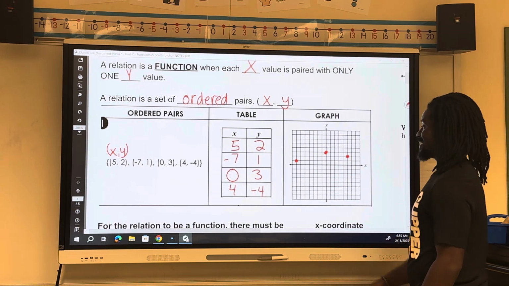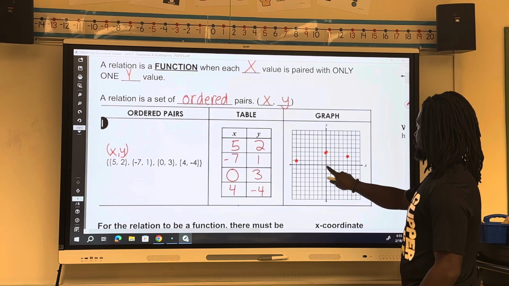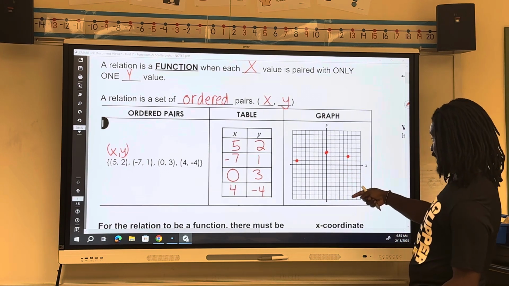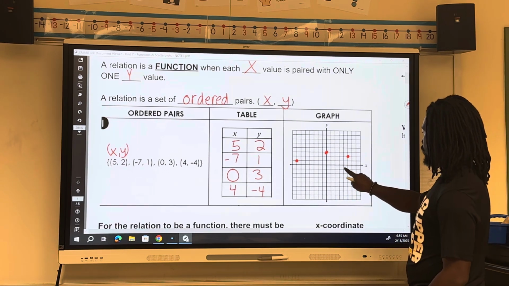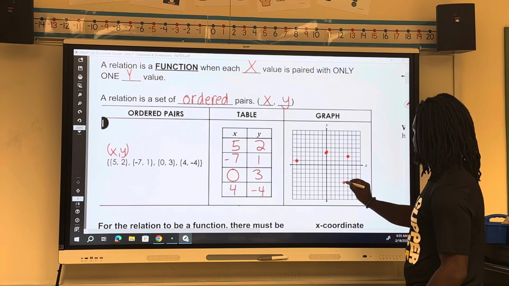Okay, and then lastly, I'm going to go 4, -4. Start at the origin. 1, 2, 3, 4. Then I'm going to go down along the y-axis. 1, 2, 3, 4. And that is my point.